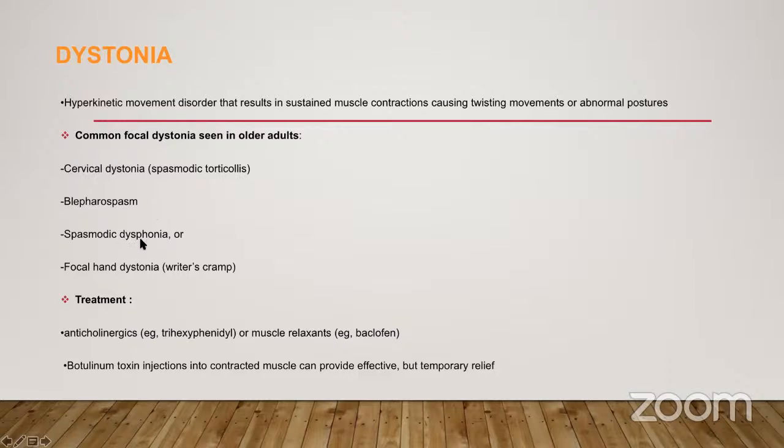We have spasmodic dysphonia, which can lead to dysphagia and also hoarseness, and also focal hand dystonia, which is contraction of the hand muscles when you start writing, called writer's cramp. For the treatment of this kind of dystonia, we give anticholinergics or muscle relaxants like baclofen. And sometimes we can use temporary local or focal treatment like botulinum toxin injections.